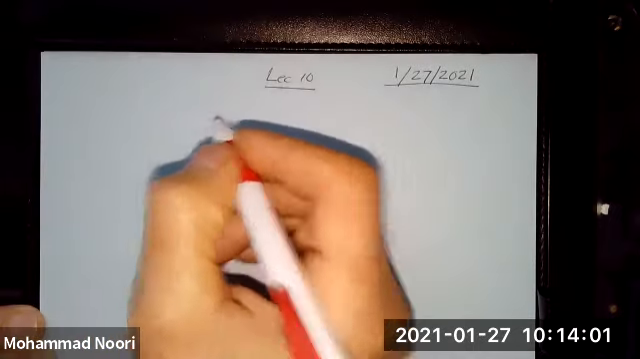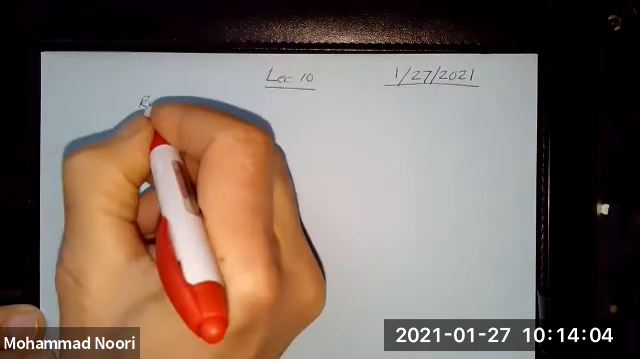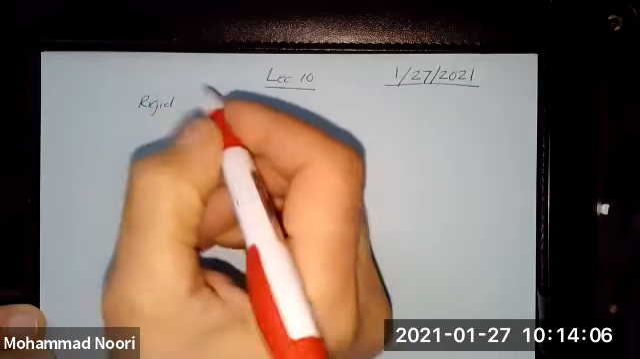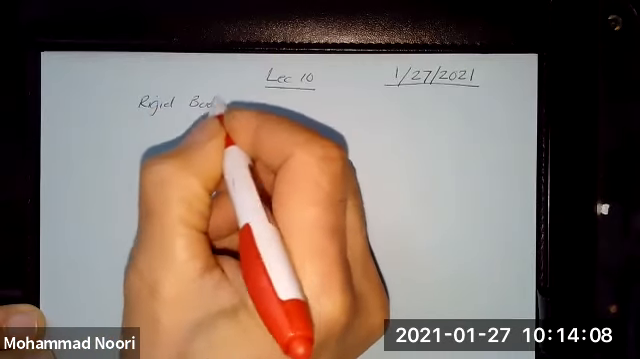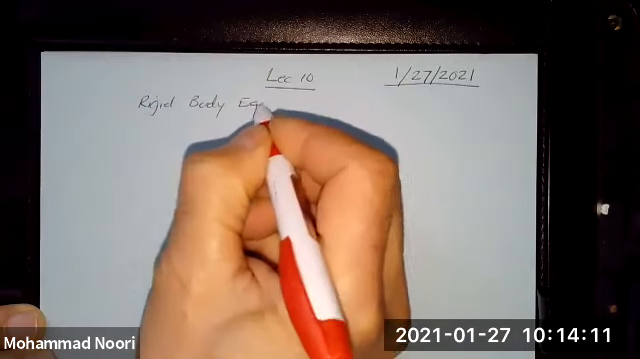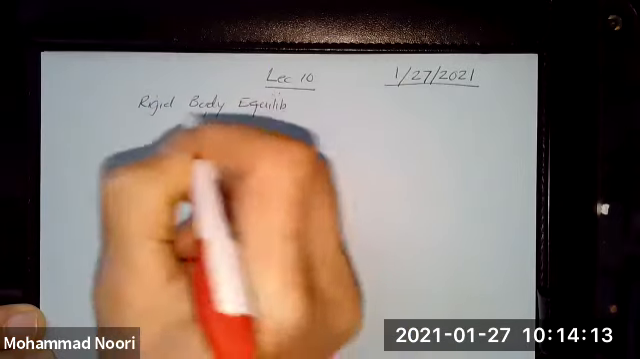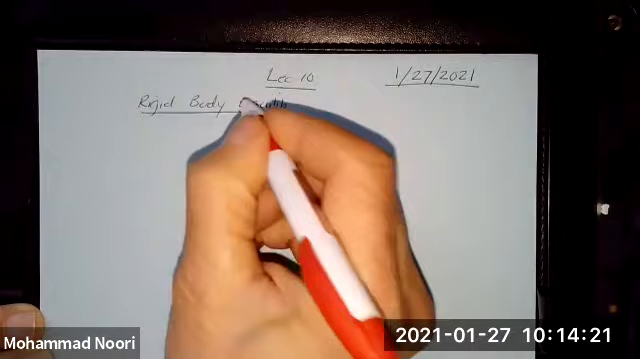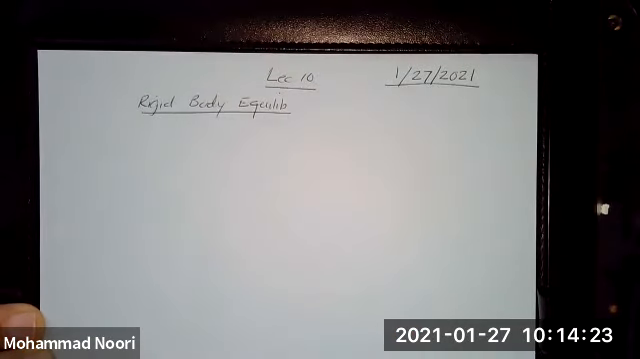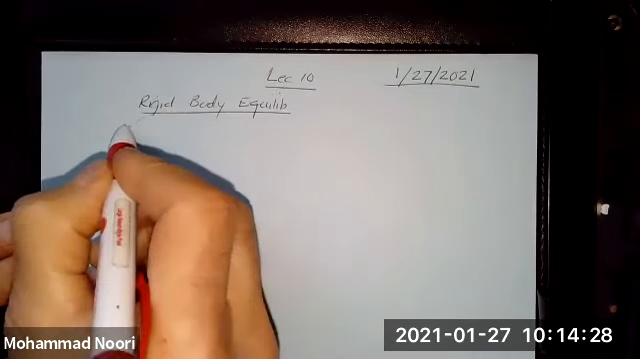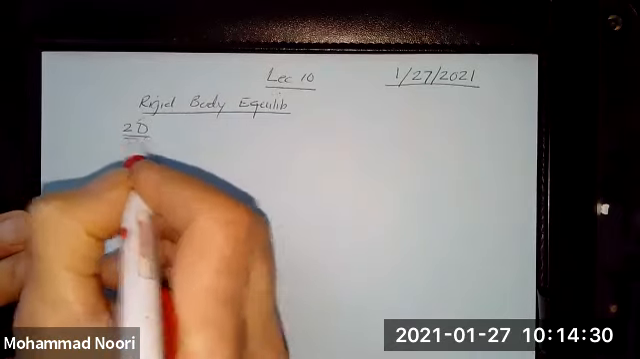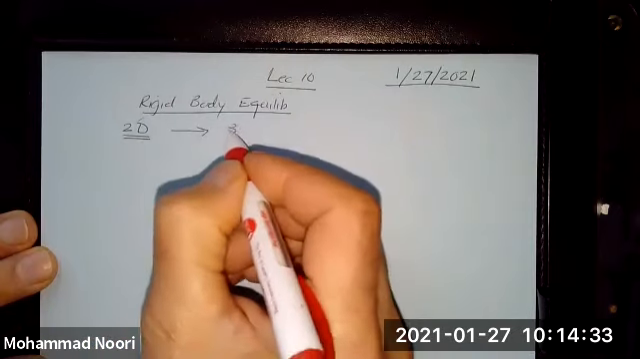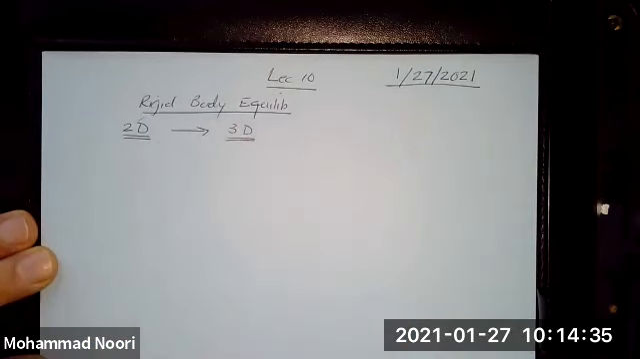So what I'm going to do today, we will continue with rigid body equilibrium, which is the topic we have been discussing, and we've been trying to solve for unknown forces that hold the structure together or the external reactions forces. We have so far discussed 2D problems. Today, I'm going to get into 3D equilibrium.